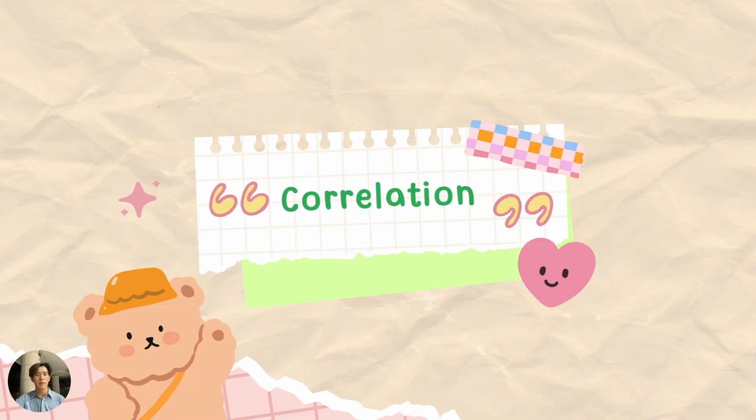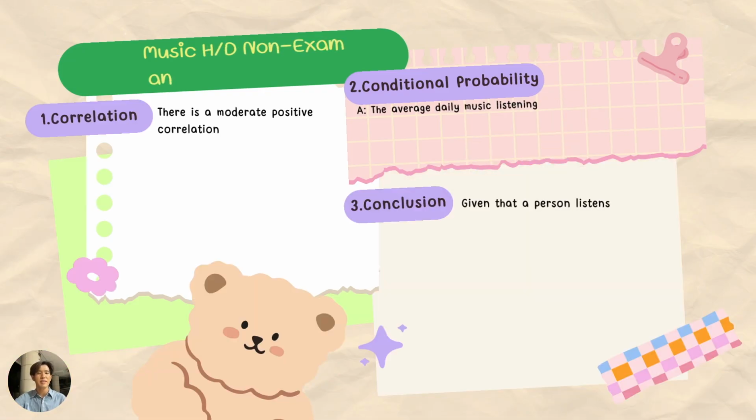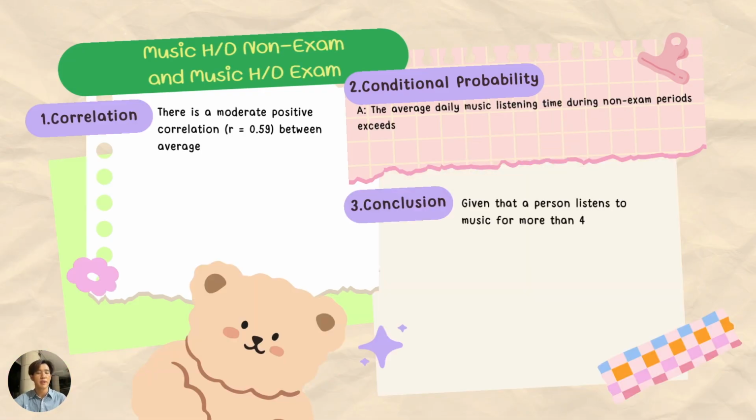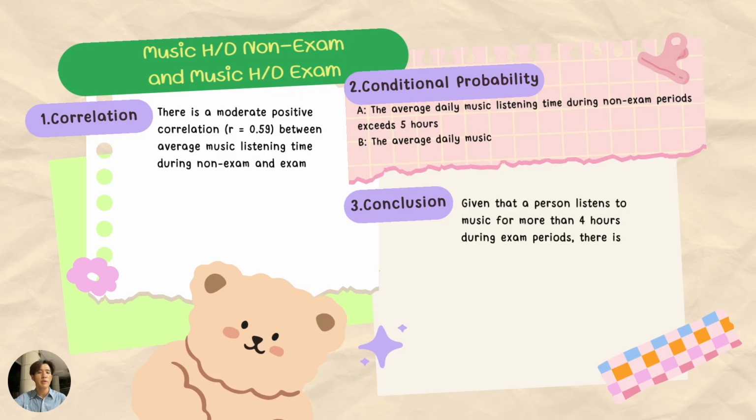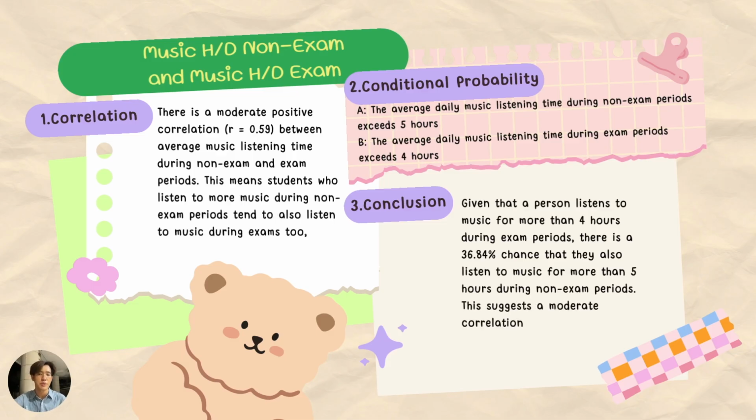For the next part, the correlation for the first pair, which is the music listening time during exam and non-exam periods, we found that there is a moderate positive correlation of around 0.59 between the two periods. This means that students who listen to more music during non-exam periods tend to also listen to more music during exams too.